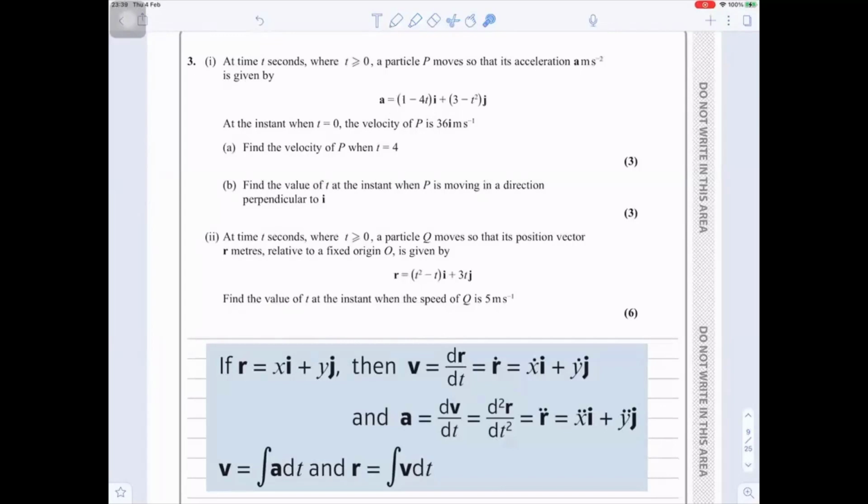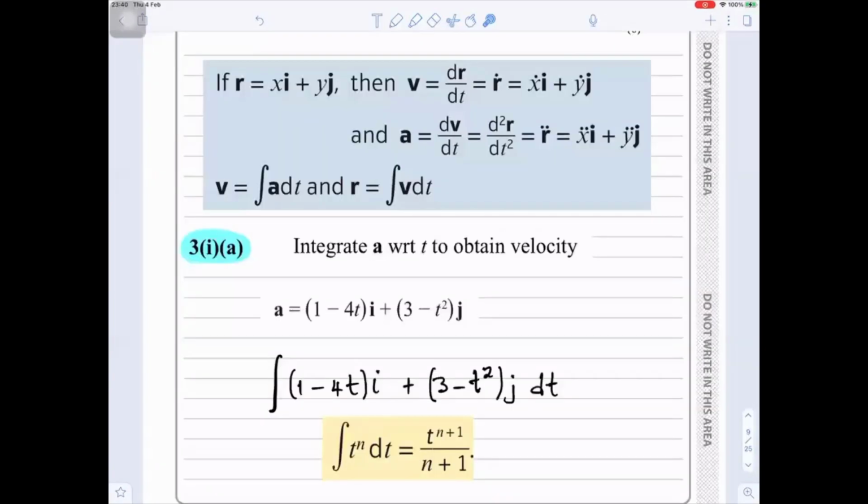Question number 3. At time t seconds, where t is greater than or equal to 0, a particle P moves so that its acceleration a meters per second squared is given by a equals (1 minus 4t)i plus (3 minus t squared)j. At the instant when t is equal to 0, the velocity of P is 36i meters per second. Find the velocity of P when t equals 4. So we've got here some equations or formulas that you can use. When you want to find velocity, you integrate acceleration.